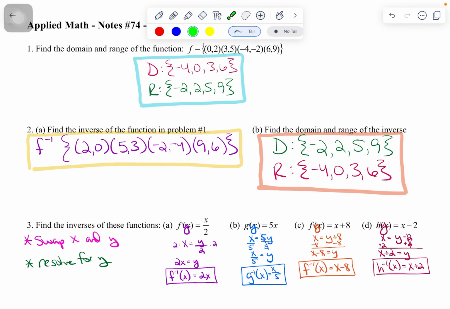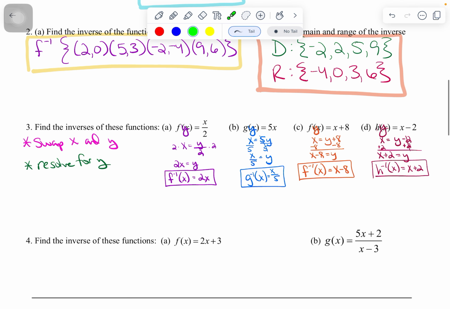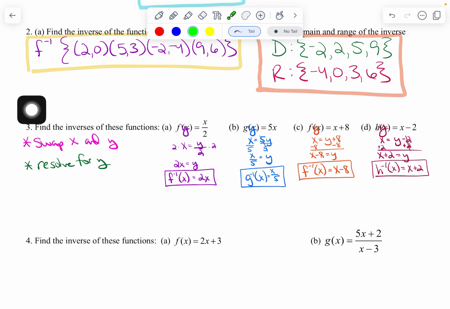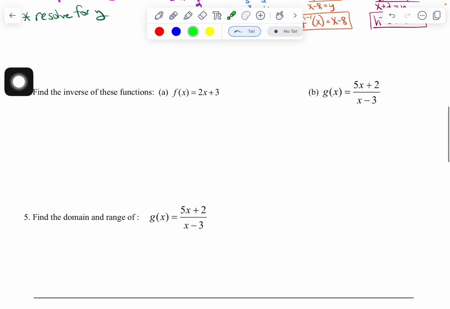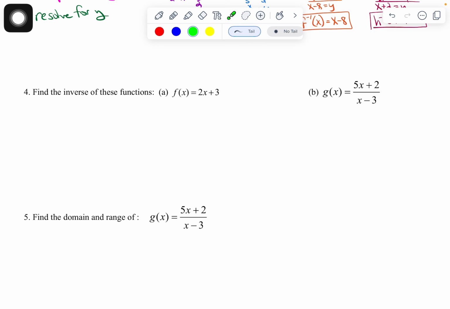All right, this is going to be the second video for Note 74. You can see all the work we did in the first video. So that was question number 1, 2, and 3, talking about domain, range, and starting to talk about inverses. And then in question number 3, we found a bunch of inverses. Remember, you're going to swap x and y, and then resolve the equation for y. And that's what we're going to be doing in question number 4, part A and part B.